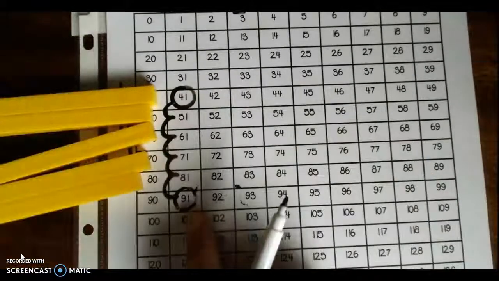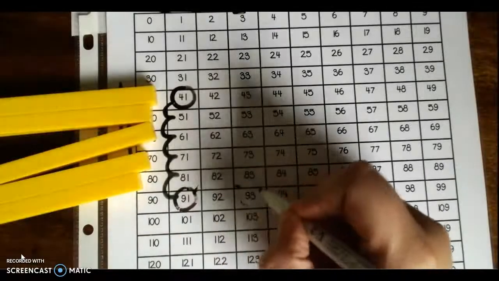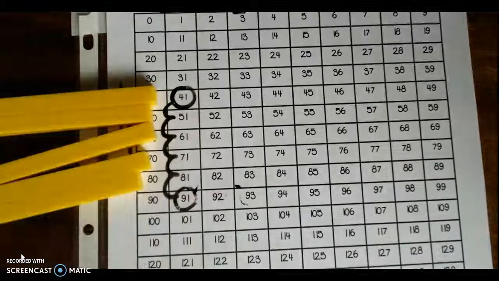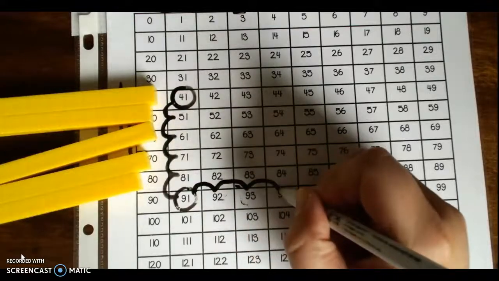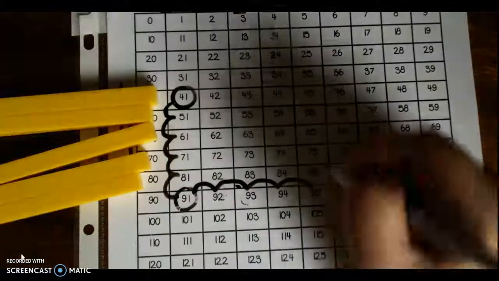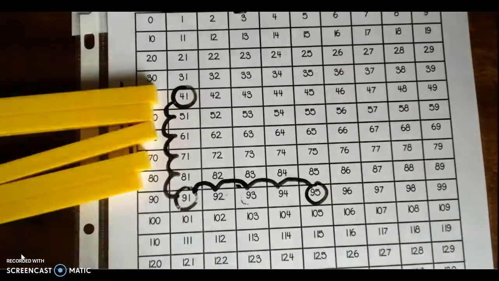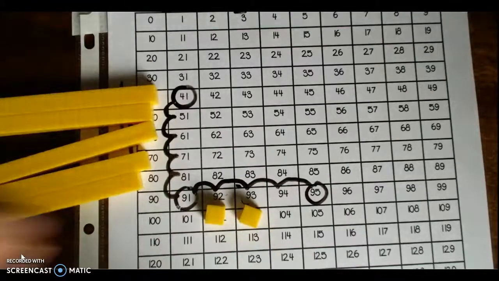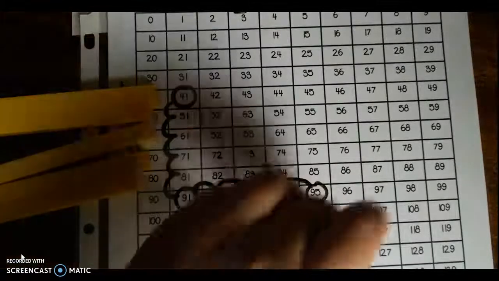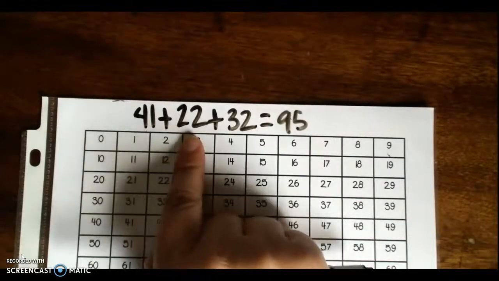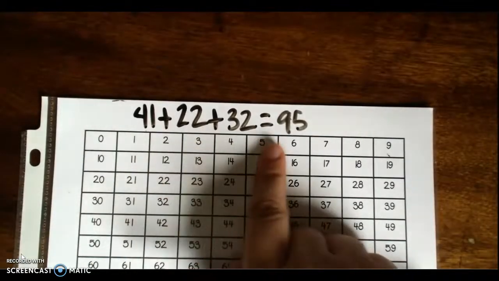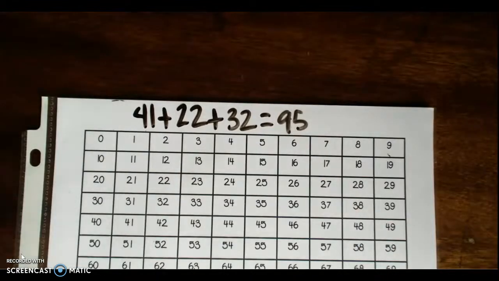So when I'm adding just ones, I am going to go across to the right. 1, 2, 3, 4. I know that 41 plus 22 plus 32 equals 95. Let's go ahead and try another word problem.